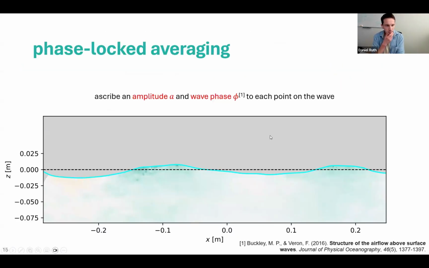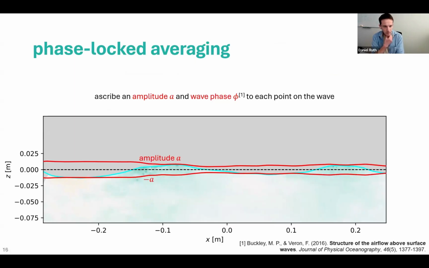So, to go into a little bit more depth on how this phase locked averaging is done, here's one snapshot of the surface elevation. The amplitude that we get from the Hilbert transform is going to envelope this signal. You can see that it's not quite constant over the course of the snapshot, and it turns out it varies much more over the course of the entire data set.